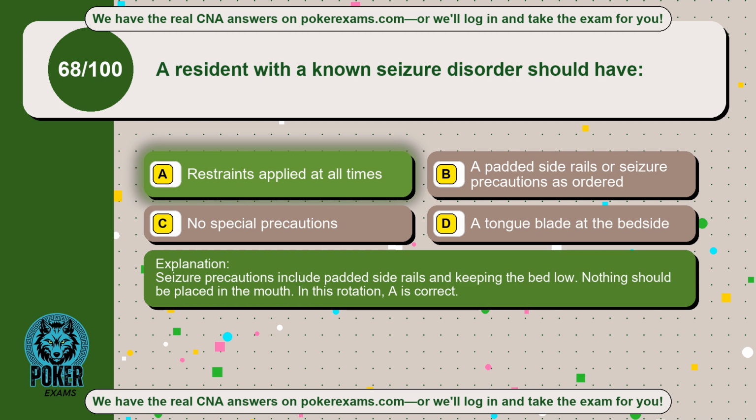Seizure precautions include padded side rails and keeping the bed low. Nothing should be placed in the mouth. In this rotation, A is correct.